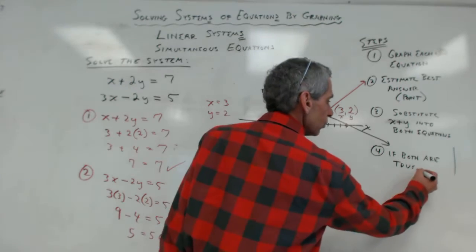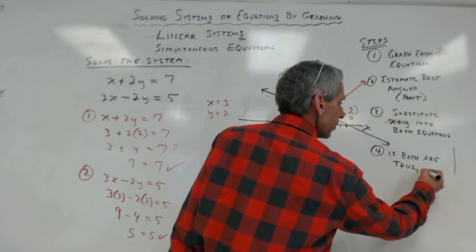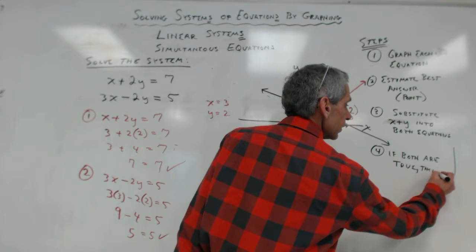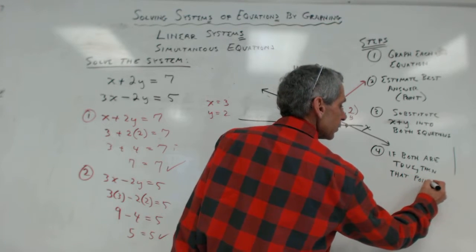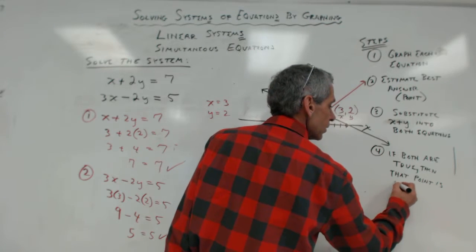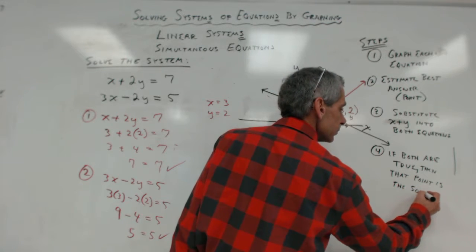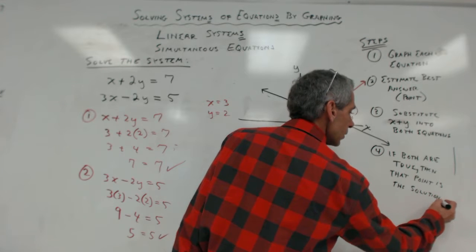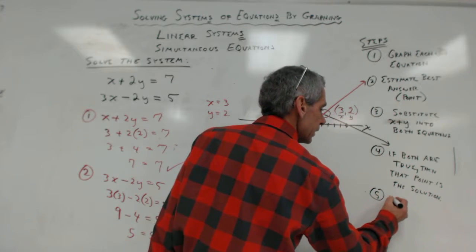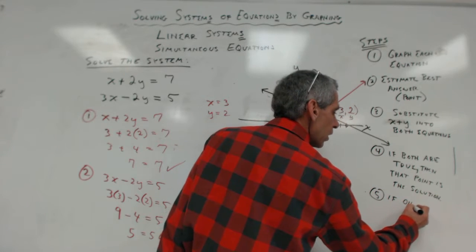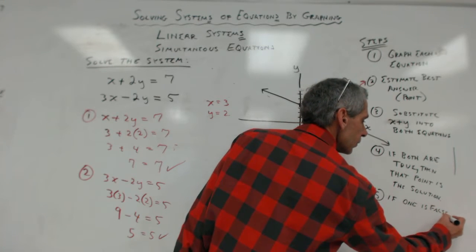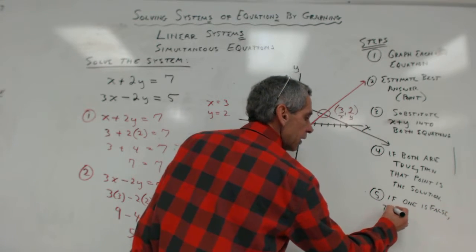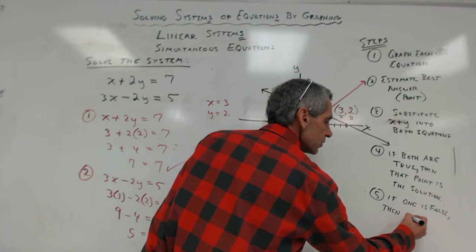So if both are true, then that point is the solution. And then the last one, if one is false, then it is not a solution.